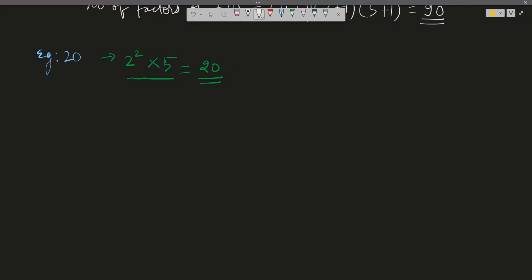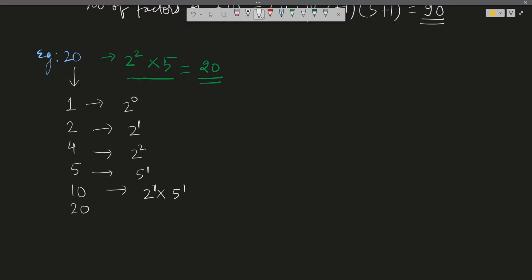So how could we get an understanding of those numbers? What I can do is write them. All the factors of 20: 1, 2, 4, 5, 10, 20. Now 1 can be written as 2 to the power 0, 2 as 2 to the power 1, 4 as 2 to the power 2, 5 as 5 to the power 1, 10 as 2 to the power 1 into 5 to the power 1, and 20 as 2 to the power 2 into 5 to the power 1.